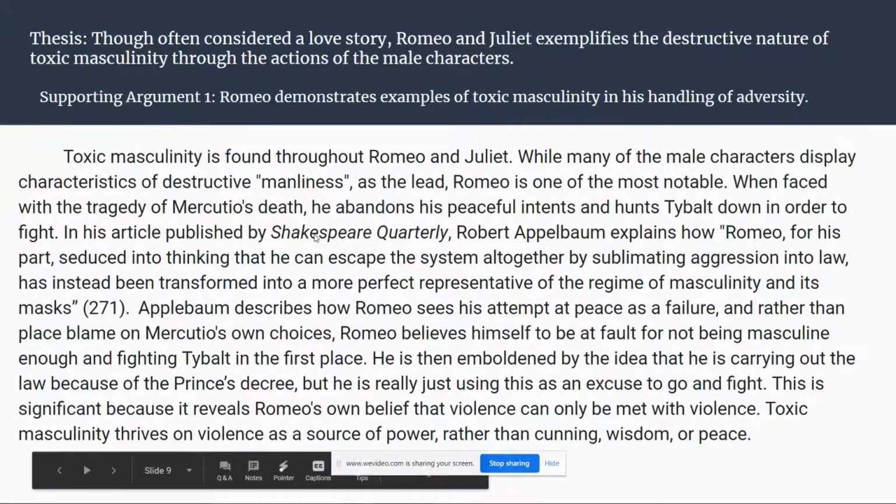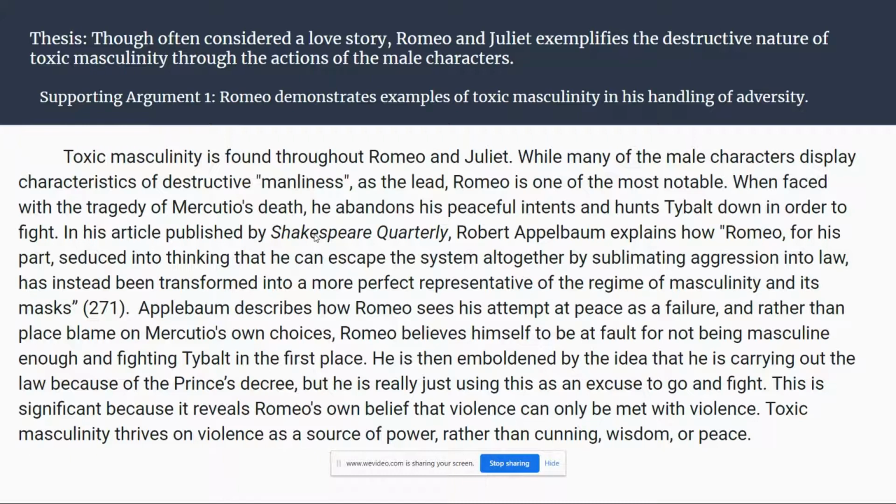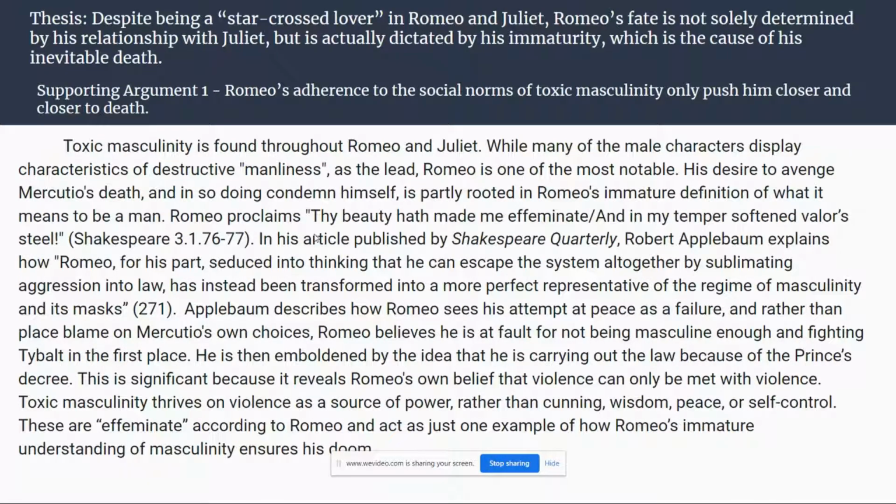The second example paragraph we're going to look at is slightly more complex. Not only does it use a slightly more complex thesis statement, but also its own structure is a little more developed. So the thesis says, despite being a star-crossed lover in Romeo and Juliet, Romeo's fate is not solely determined by his relationship with Juliet, but is actually dictated by his immaturity, which is the cause of his inevitable death.